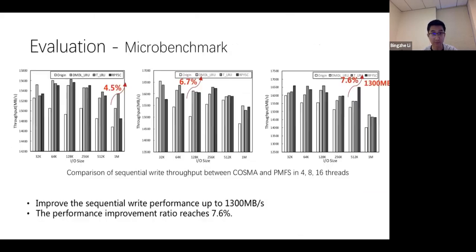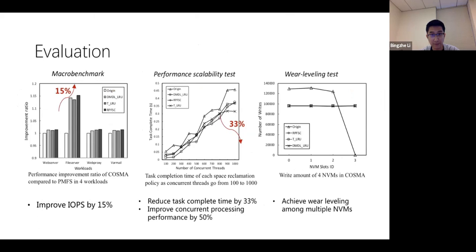To verify COSMA, we conducted some experiments. We implemented COSMA on PMFS. It can also be extended to other file systems. These three figures show the comparison of sequential write throughput between COSMA and PMFS with 4, 8, and 16 threads respectively. We can see that COSMA can improve the sequential write performance by up to 1,300 megabytes per second, and the improvement ratio reaches 7.6%. As shown in the left figure, we use Filebench to test COSMA in application scenarios.